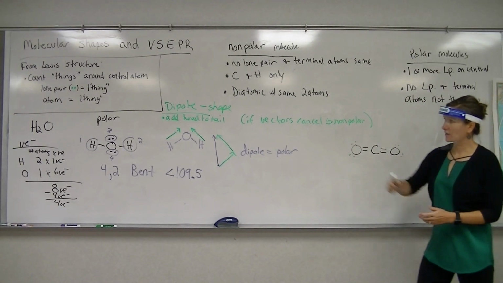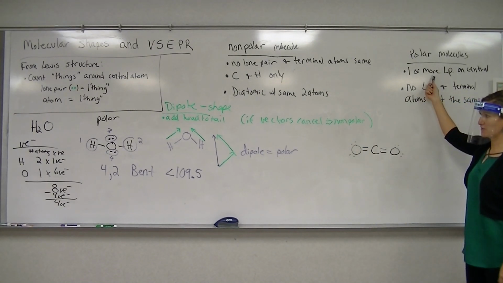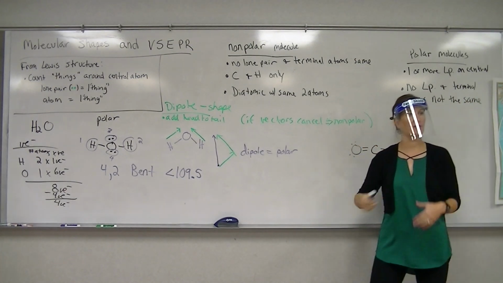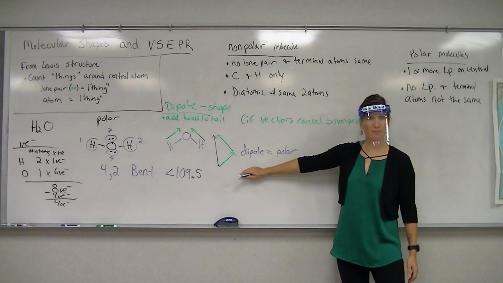So you can either look at the Lewis structure and say, hey, it has lone pairs, it's polar, or you can draw out these arrows, see that they don't cancel, that there is a dipole moment, and that it is polar.